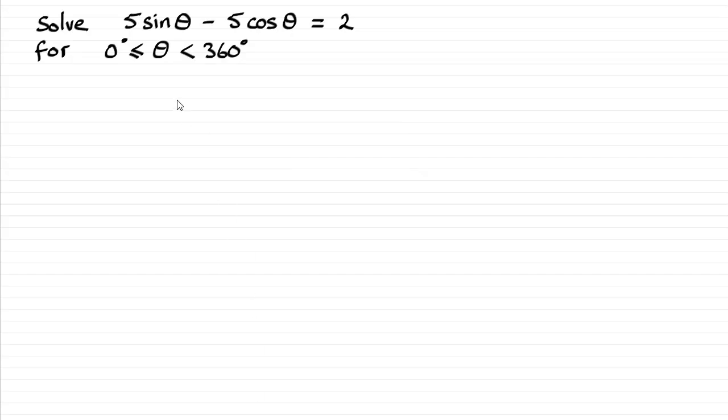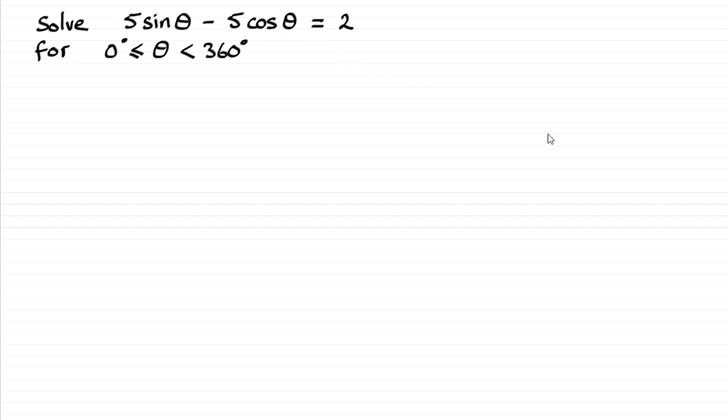Now, in this question, we're asked to solve this trigonometric equation, 5 sine theta minus 5 cosine theta equals 2 in this range. And there's several ways that we can do this. I often find that students want to square both sides of the equation. Yes, you can do this, and I've done it in another video. It's not a method though that is easy. You've got to take care with solutions.